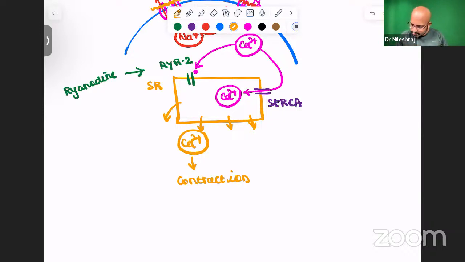Good. So this will be happening during diastole, whereas this will be overactive during systole.